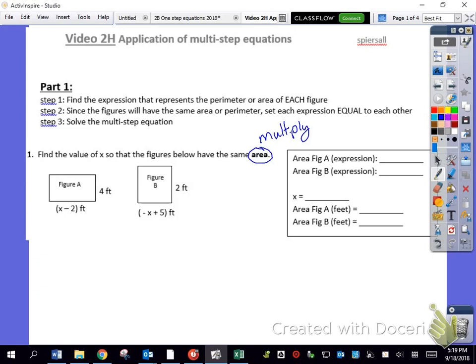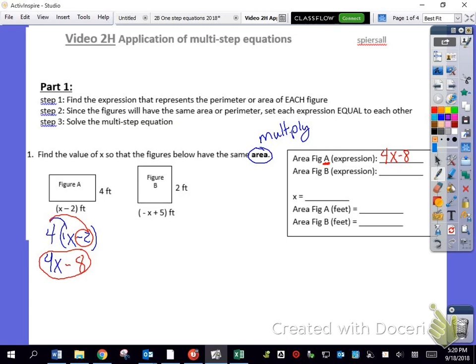So I'm going to multiply figure A, so I would have my parentheses x minus 2, and I put the 4 on the outside. So 4 times 1 is 4x, and then you have 4 times negative 2, and 4 times negative 2 is a negative 8. Now, I'm going to do the same thing on figure B. So, before I do that, I'm going to go see figure A. So figure A, the expression is 4x minus 8. So I'm going to write 4x minus 8 right there by figure A.